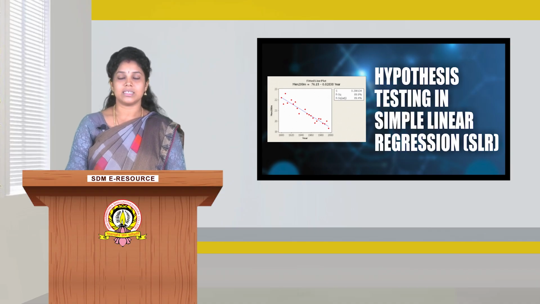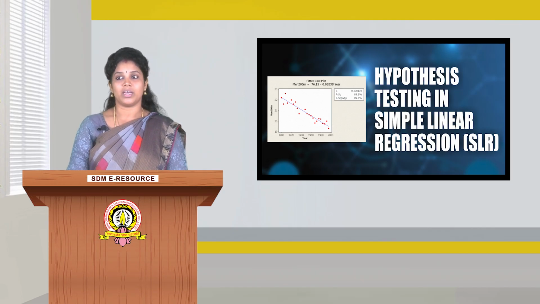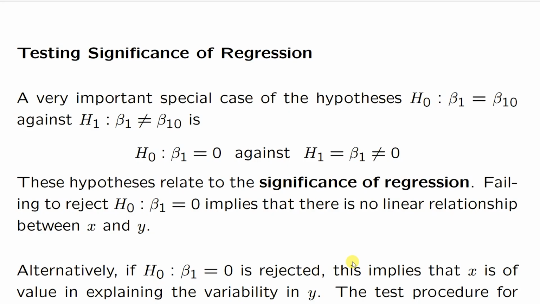Now let us discuss testing for the significance of regression. A very important special case of the hypothesis H naught: beta 1 equal to beta 1 0, where we are testing for a specified value of the slope parameter. A special case of these hypotheses can be H naught: beta 1 equal to 0 against H1: beta 1 not equal to 0. So these hypotheses relate to the significance of regression.